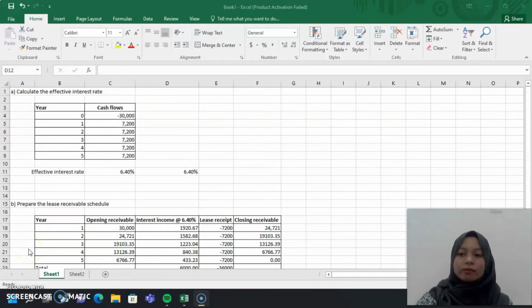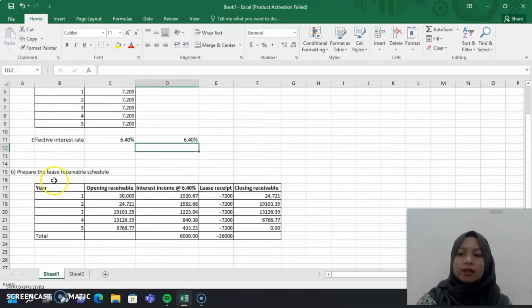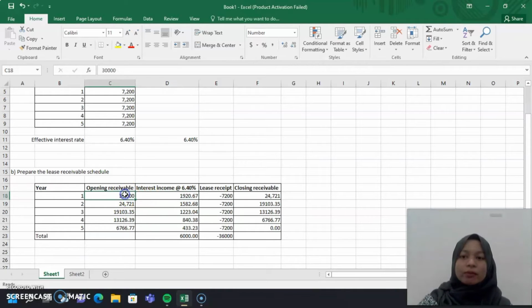Next, question B is prepare the lease receivable schedule. The lease receivable schedule is the schedule for Skymun Berhad to pay to the bank. So for opening receivable, we take the amount from the question, which is 30,000. And the next column is interest income. How to get interest income is opening receivable times the effective interest rate. So we get the amount for interest income.